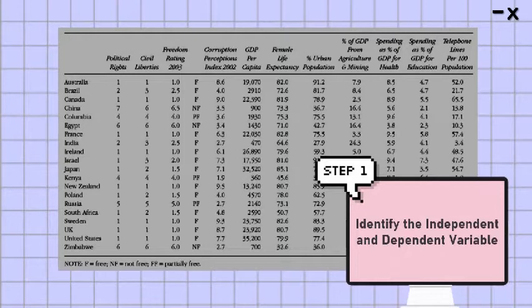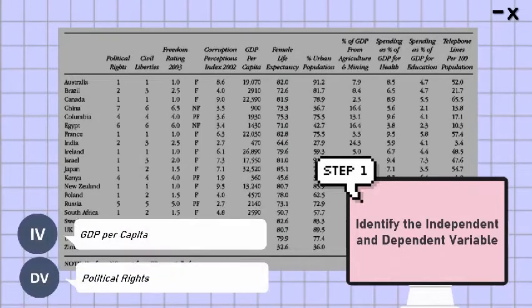Tama! The IV, or the independent variable, is the GDP per capita, while the DV is the political rights. Okay guys, so yun na yun. Tapos na tayo. Job well done.